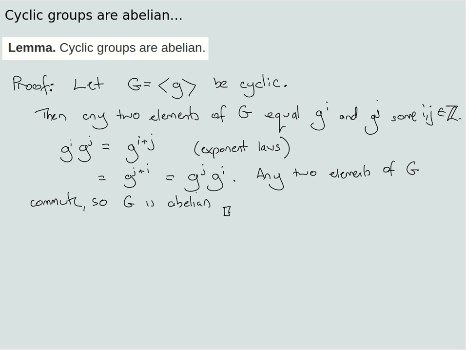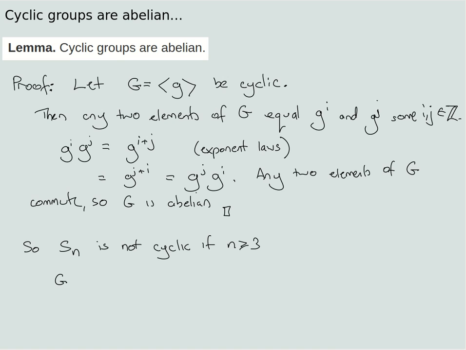Alright, so we have a necessary condition for a group to be cyclic. If a group is cyclic, then it must be abelian. And that allows us to say that certain groups are automatically not cyclic. They can't be cyclic because they're not abelian. So we can apply this to say Sn is not cyclic if n is greater than or equal to 3, because we know that it's not abelian. So if it's not abelian, it can't possibly be cyclic.